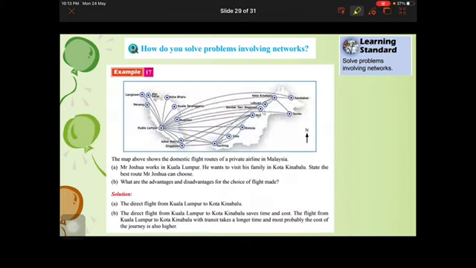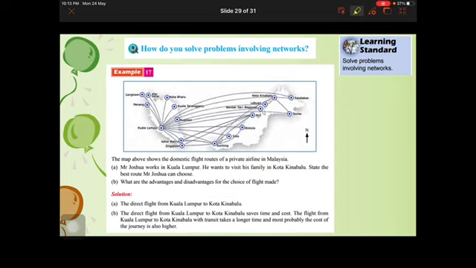This is another example of networks. This is the flight route. The map above shows the domestic flight routes of a private airline in Malaysia. Mr. Joshua works in Kuala Lumpur. He wants to visit his family in Kota Kinabalu. State the best route Mr. Joshua can choose. What are the advantages and disadvantages of the choice of flight made?